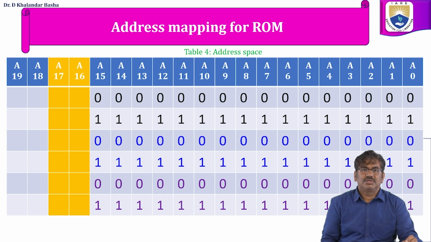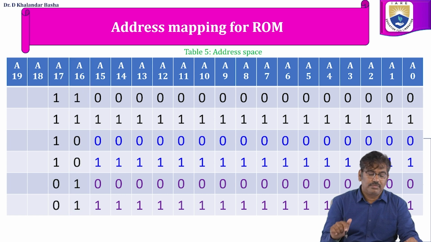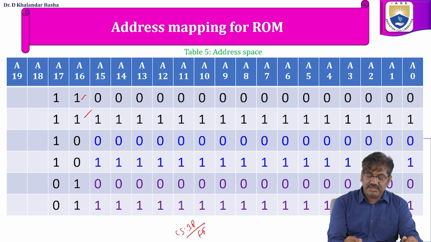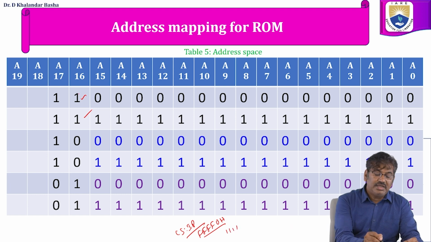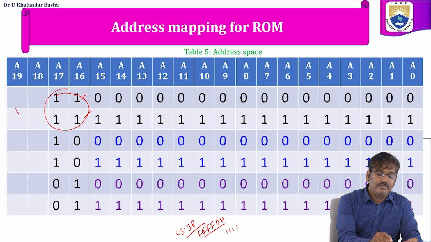But here, we will use 11 for ROM. Why we have to provide this as 11 is because whenever you press reset or power on, the CS and IP values will be generated as FFFF0H. This is the address which will be generated on power on of the system or microprocessor, or whenever reset. So, this address should be given to ROM. If you observe the higher bits as F, F indicates all the bits as 1. So, that's why this 11 we choose for the ROM blocks.